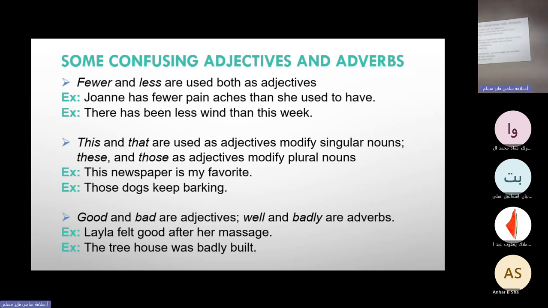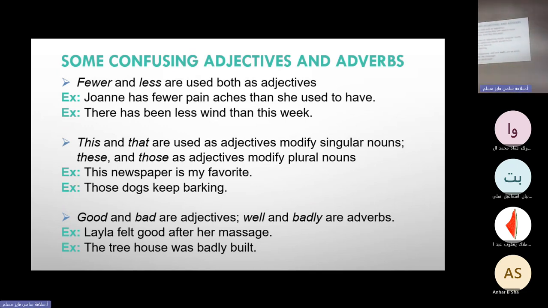This and that are used as adjectives modifying singular nouns, while these and those are adjectives modifying a plural noun. Okay, go on, Wala. This newspaper is my favorite. Continue. Those dogs, plural, keep, not keeps.